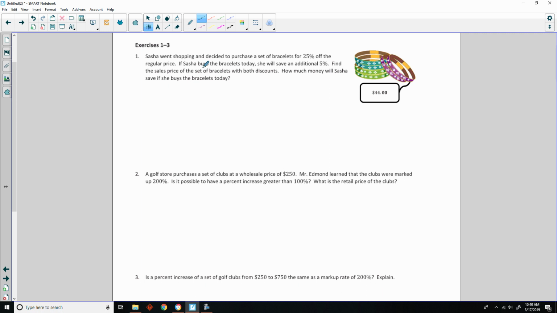Exercise 1 through 3. Sasha went shopping and decided to purchase a set of bracelets for 25% off the regular price. If Sasha buys the bracelets today, she will save an additional 5%. So she got 25% off. And if she buys the bracelets today, she'll save an additional 5%. So keep in mind from the last problem, we can't just take 25 and add another 5 and say it's 30%, can we? Well, let's see. How much money will Sasha save if she buys the bracelets today?